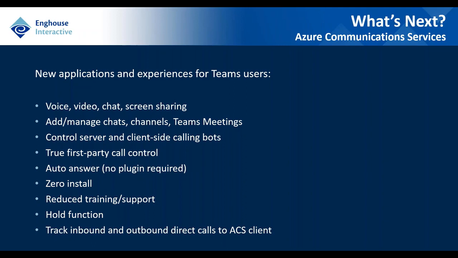Now, by integrating to ACS and offering a hybrid approach, we've worked out a way to plug some of the gaps in the Graph API in market today. So ACS allows us some true first-party core control that the Graph API does not. And this ultimately will give you, the customer, a better experience. So that's our next level of development that we'll be doing once this is in market.